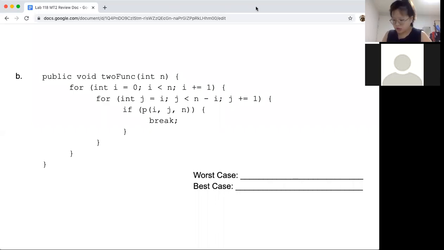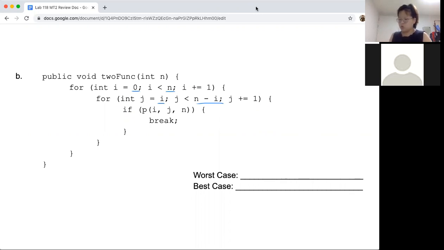All right, so on to part B. We have another function inside of which we have two for loops. So now let's look at their indices. For the first outer for loop, we're going from 0 to n, and we're incrementing by 1. And for the inner for loop, we're going from i to n minus i, and we're also incrementing by 1.